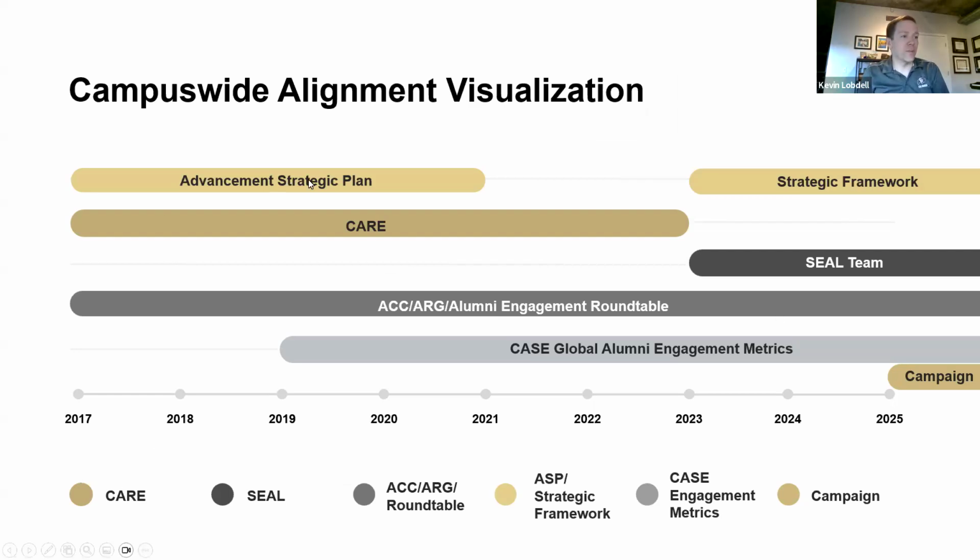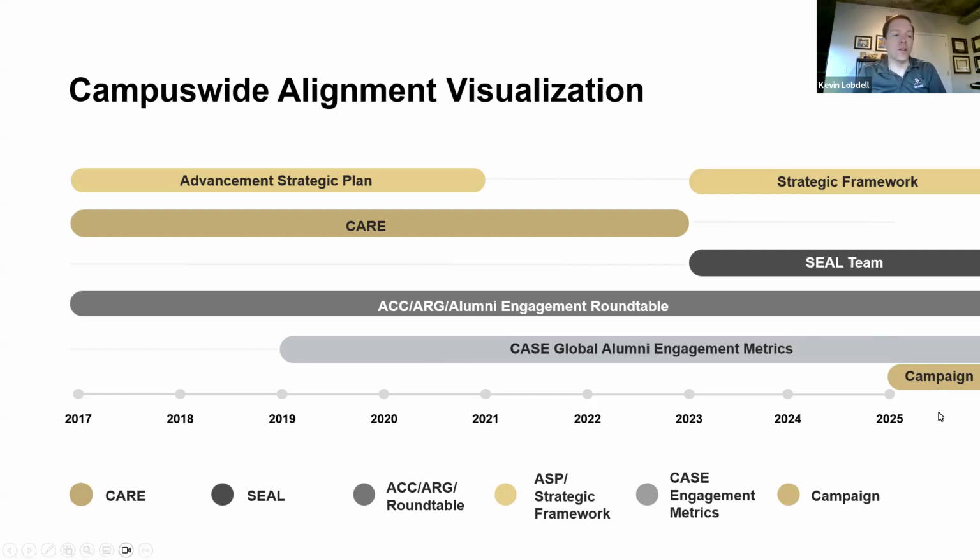So we had the advancement strategic plan. Now we have the strategic framework. We had the CARE group. Now we have the SEAL team. All along, we've had the constant of various iterations of that collective group. We had the introduction of the CASE Global Alumni Engagement Metrics, which has been a huge catalyst for a lot of the work that we're doing.